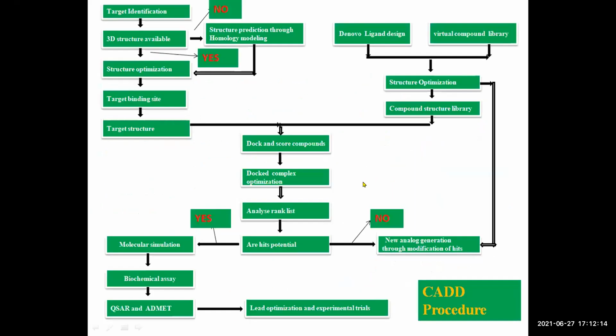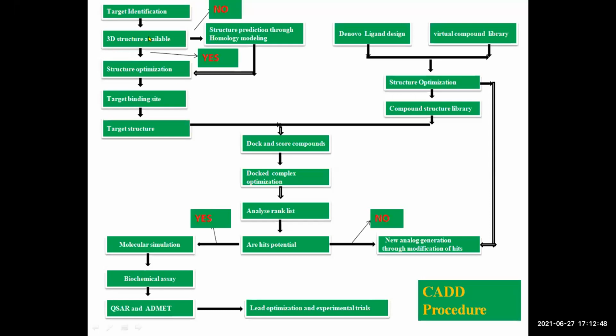This is the overall procedure of CADD, in which first you need to find a particular target, meaning a receptor protein. After identifying this target protein, if the 3D structure is available, then you can directly move on to structure optimization. Whereas if the 3D structure is not available in the database, then you need to go through homology modeling. For this homology modeling session, later on, Mr. Rabin will tell you much more about homology modeling.